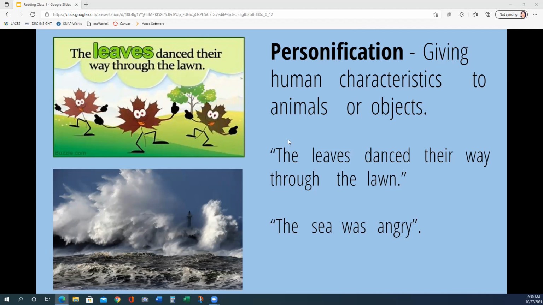Another personification may be: the sea was angry. Okay. Does the sea actually have emotions and feelings? No, that is a human characteristic. But in this sentence, we're giving a human characteristic to the sea by saying it was angry. Is the sea actually angry? No, it just means that there were big waves. It was rough. The water was rough that day. That's just a way of describing the sea. That is personification.